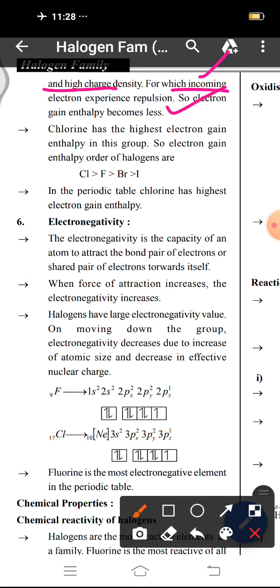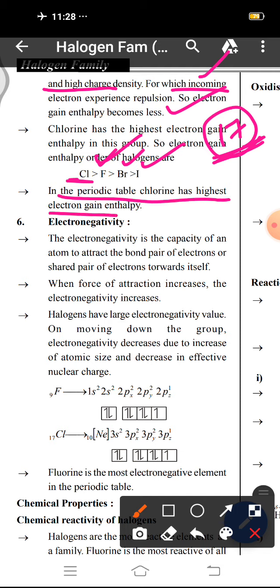So in group 17, chlorine has maximum electron gain enthalpy, then fluorine, then bromine, then iodine. And in the whole periodic table, group 17 elements have the highest electron gain enthalpy, and among group 17, chlorine has the highest. So we can say that in the whole periodic table, chlorine has the highest electron affinity or electron gain enthalpy.